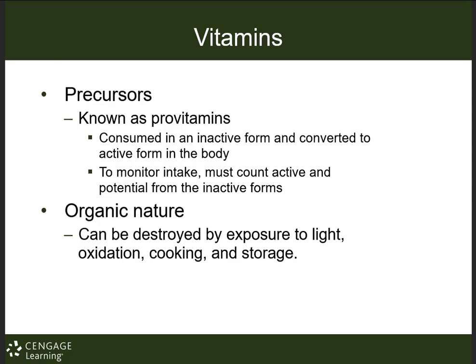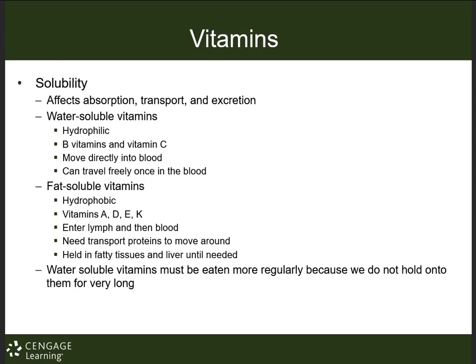So to monitor intake, we must count the active and potential from inactive forms of certain vitamins. So that means that if we eat a lot of beta-carotene, that would count towards our vitamin A amount in our diet. The organic nature of vitamins is important because since it contains carbon, they can be destroyed by exposure to light, oxidation, cooking, and storage. And again, as we get into each vitamin, we'll talk more in depth about the ways that these can affect each vitamin.